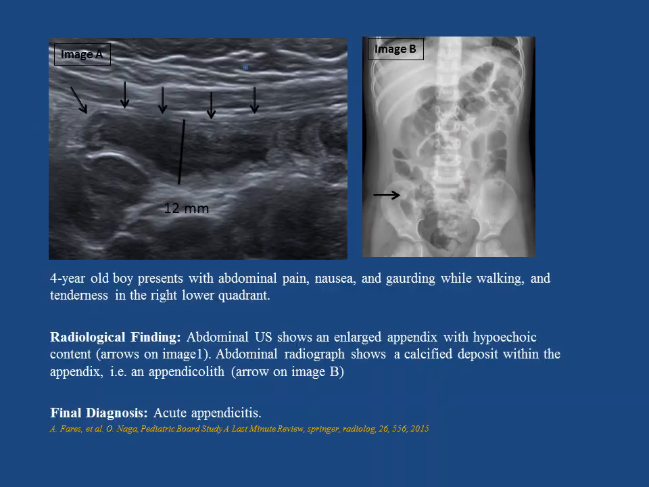Clinical case. This is a 4-year-old boy who presents with abdominal pain, nausea, guarding while walking, and tenderness in the right lower quadrant. The ultrasonographic finding here is a distension of the appendix, as you see here. The appendix diameter or thickness is more than 6 mm. Here it is 12 mm, and also there is lack of compressibility. This is a classic case of acute appendicitis. Here in the X-ray you see the fecalith, or the calcification in the appendix.